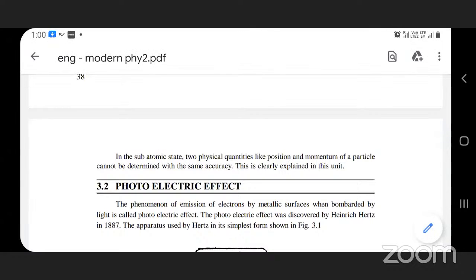Okay, so in tomorrow's class, we will discuss the photoelectric effect. Right. Thank you.